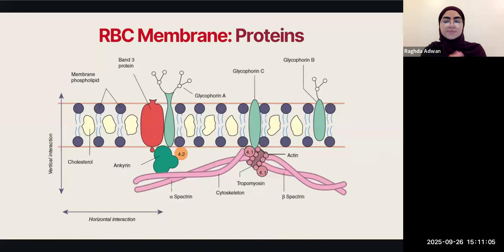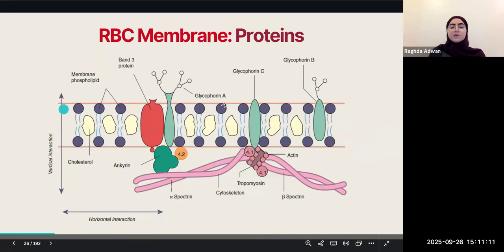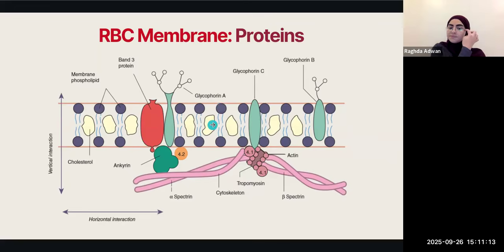Now, the proteins. We covered the lipids. Now let's go on to the proteins. So as you can see, again, this is a different diagram, but we've got phospholipids in the bilayer. With the phospholipids, of course, we have proteins. Now, don't get overwhelmed with these weird names. We'll go through them one by one, but they are important, even clinically.